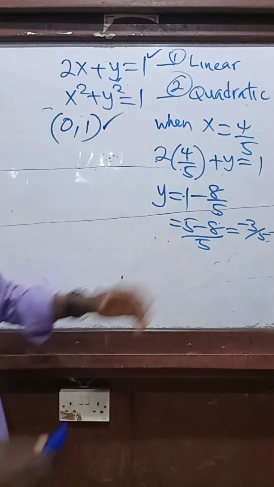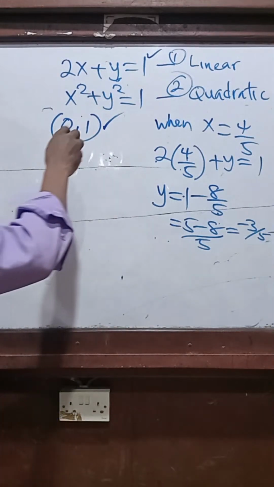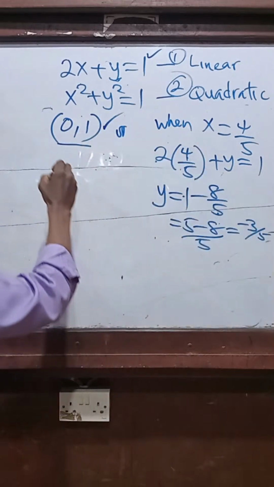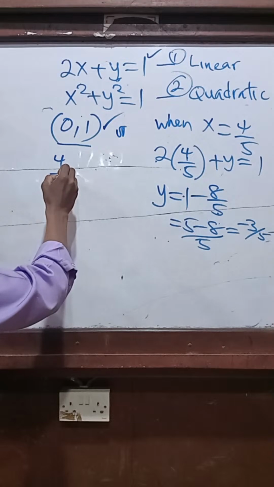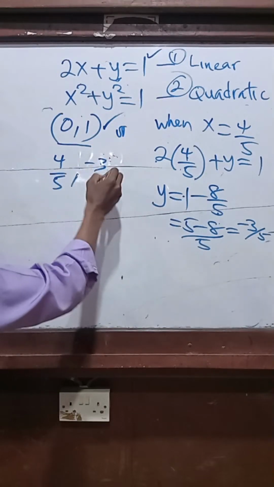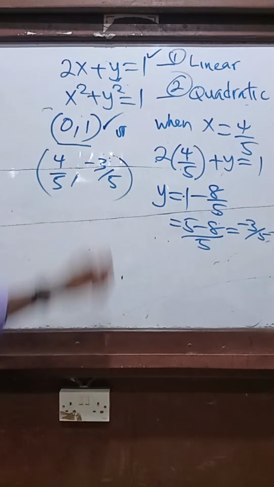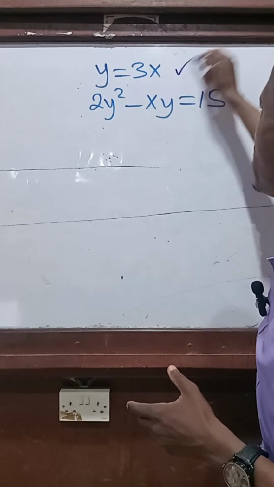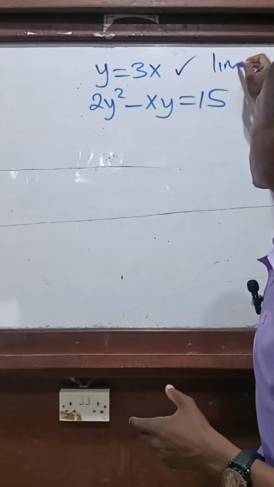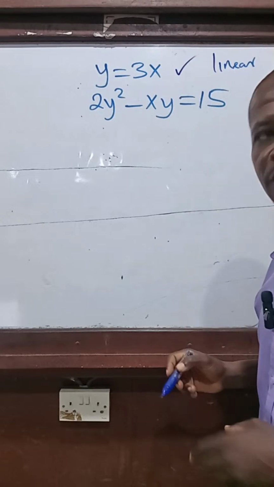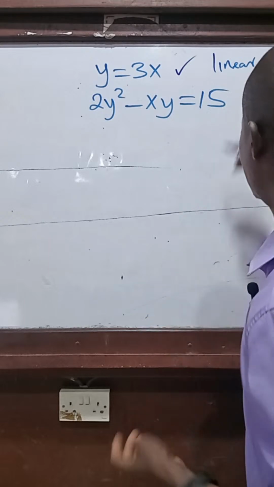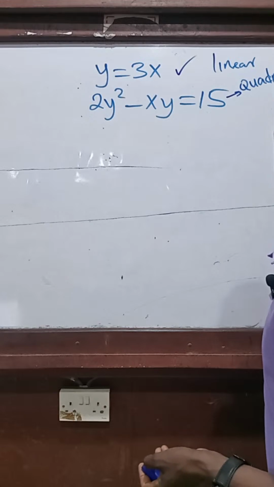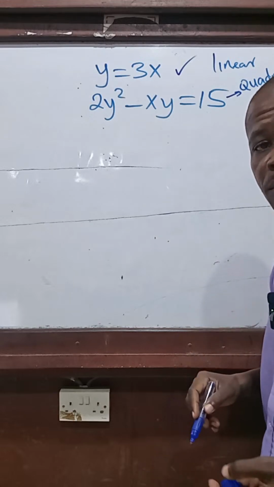Okay, so that's that. So your answer is this. You can make it in the coordinate form, 4 over 5, comma minus 3 over 5. So that's your solution to that equation. This one is linear. The first one is linear. The second one is quadratic in nature.